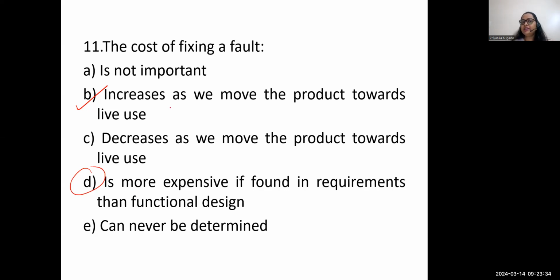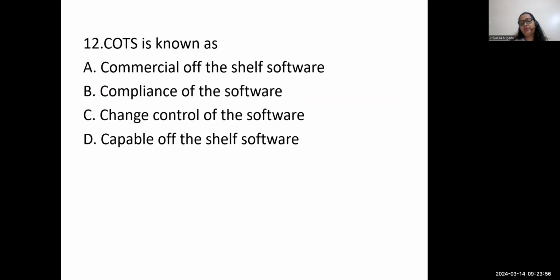Yes. Now the correct answer is that whenever we are moving towards live use of the particular product, automatically the cost will increase. Okay, so that is the same concept. If you find a late defect, the cost of fixing the defect will always be high. So again, the rest of the options are incorrect. The correct answer is option B.